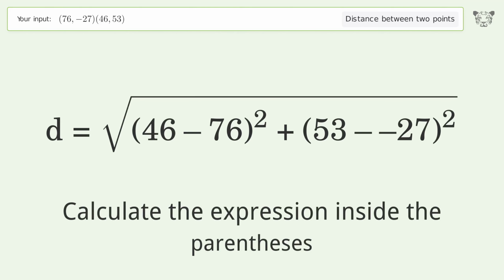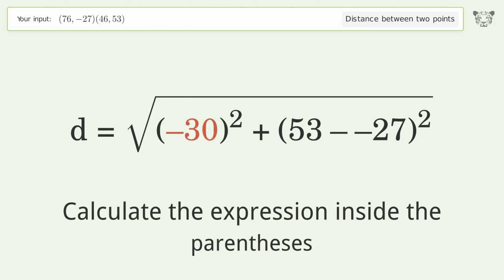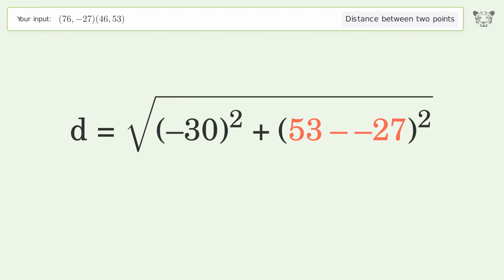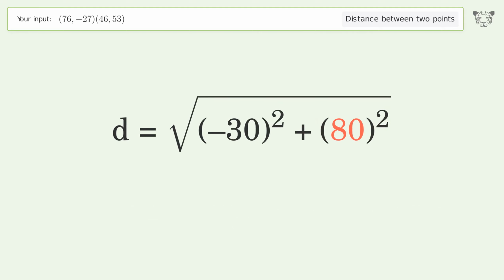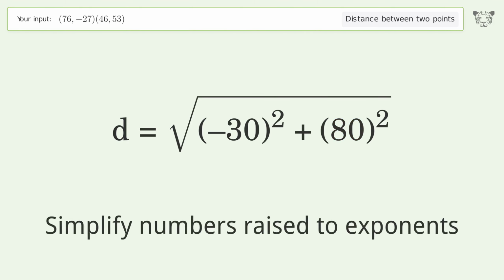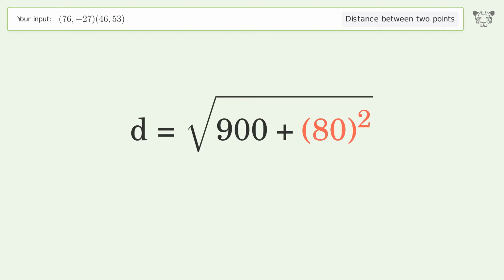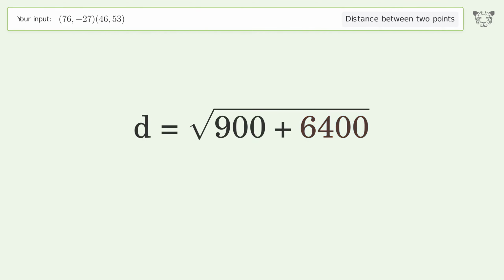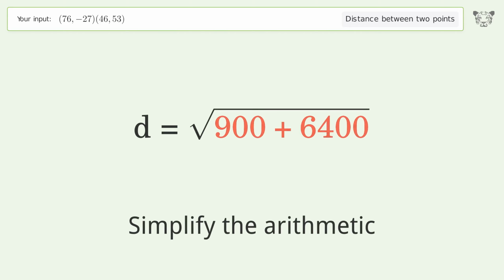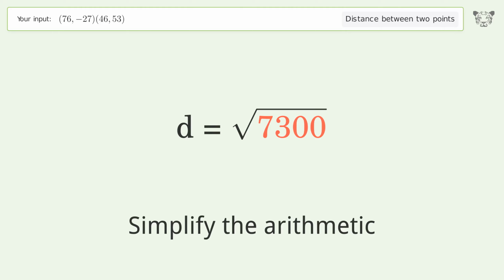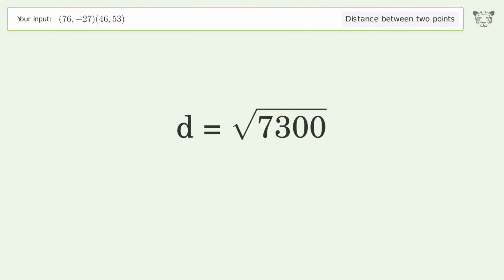Calculate the expression inside the parentheses. Simplify numbers raised to exponents. Simplify the arithmetic. And so the distance between the 2 points is the square root of 7,300, or 85.44.